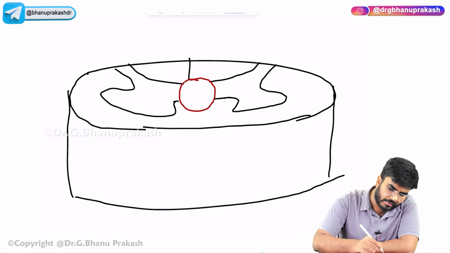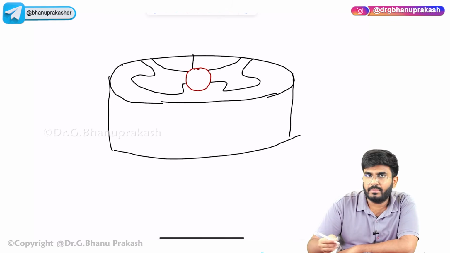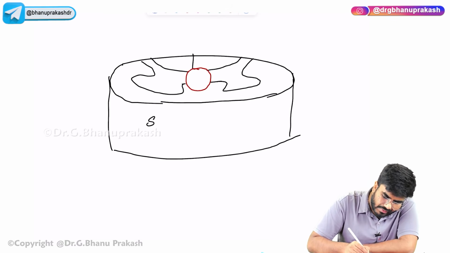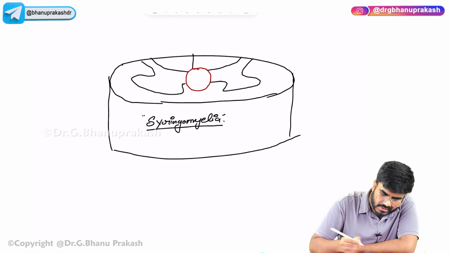Now, this condition is called syringomyelia. Syrinx means cavity and myelia means the spinal cord. So syringomyelia is a cavity within the spinal cord. Cavity development within the spinal cord is called syringomyelia.